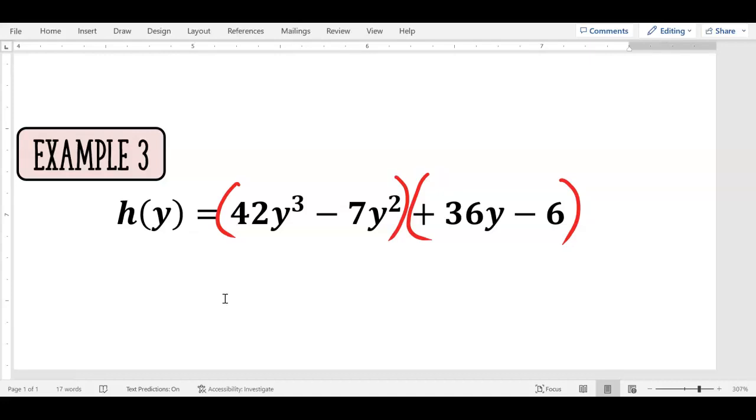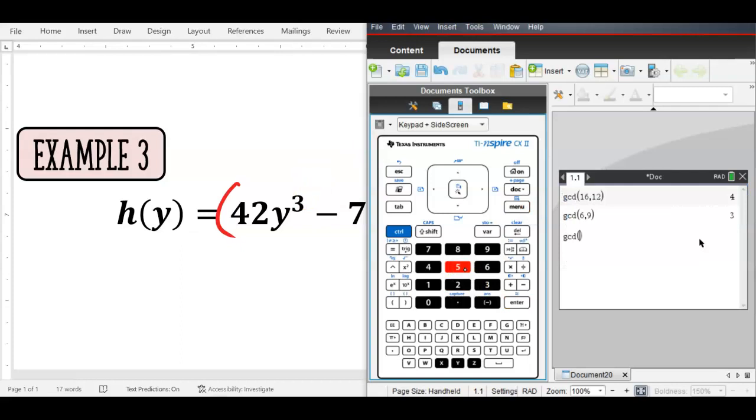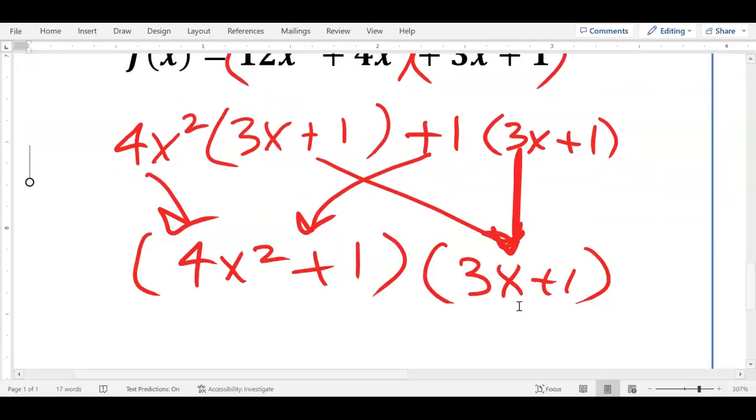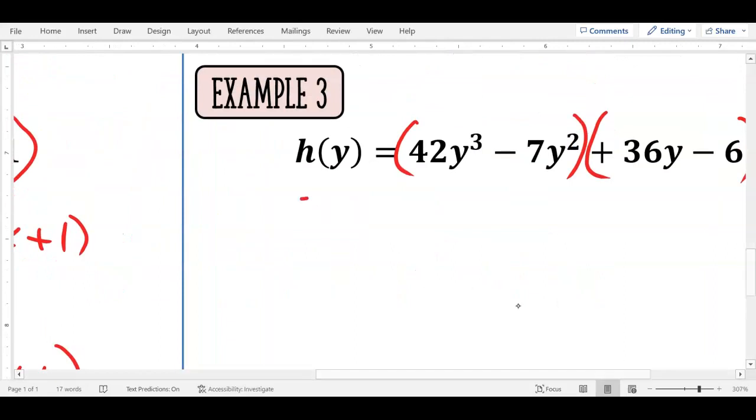Greatest common factor of 42 and 7. It might be 7. Do you know? Yes, 7. How can we check? Menu 2, 5, 42, comma 7. It is 7. So let's write down 7.